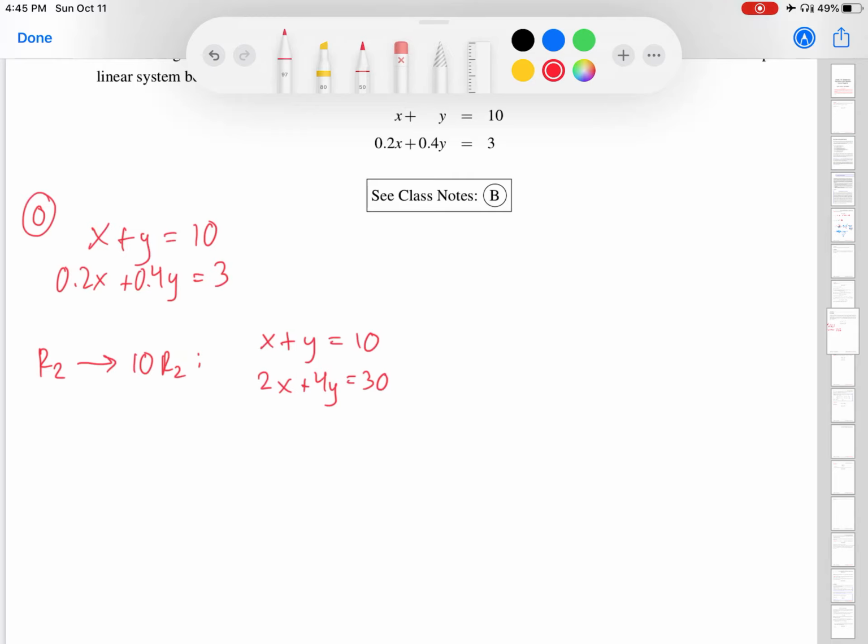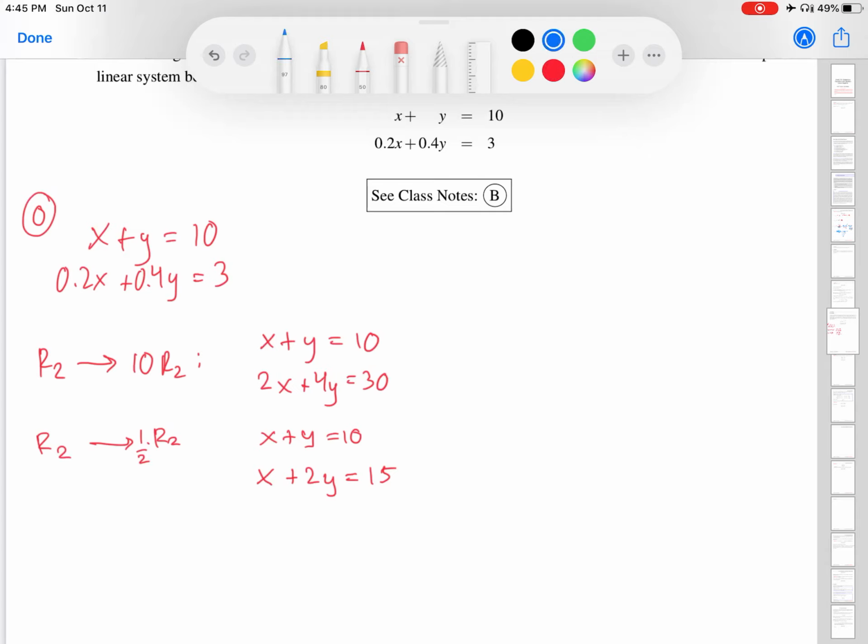And then I'm going to do another row operation. I see that 2, 4, and 30 have a common factor of 2 in them. So I'm going to replace row 2 with row 2 times 1/2. Okay, so I don't change the first row of the system, x plus y is 10, but I do change the second row. I'm basically dividing everything by 2. So the 2x becomes an x, the 4y becomes a 2y, and the 30 becomes a 15.